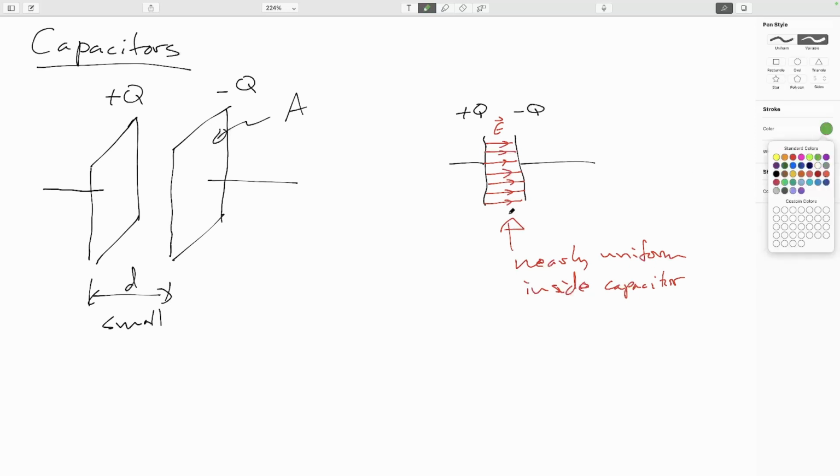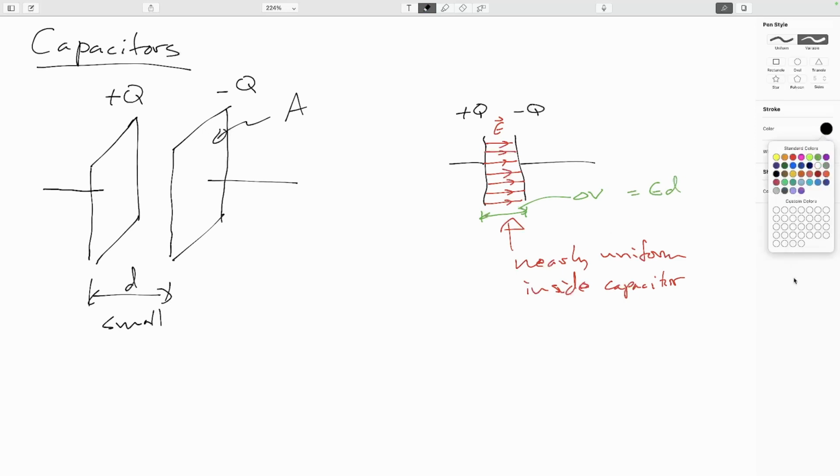So if we have both of those, what that means is that across the plates, I have to have a voltage difference. And since this is basically a uniform field, that magnitude would be equal to the electric field strength times the plate separation.